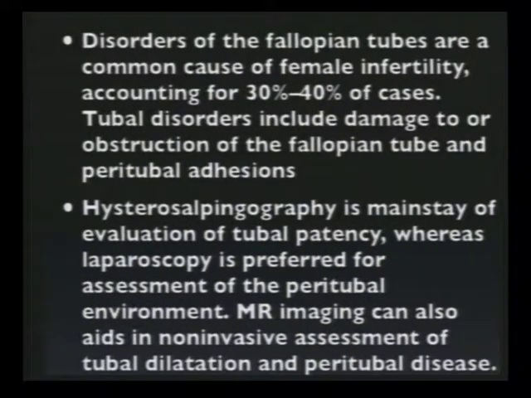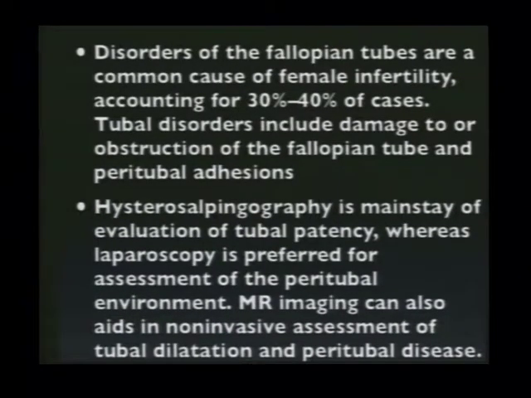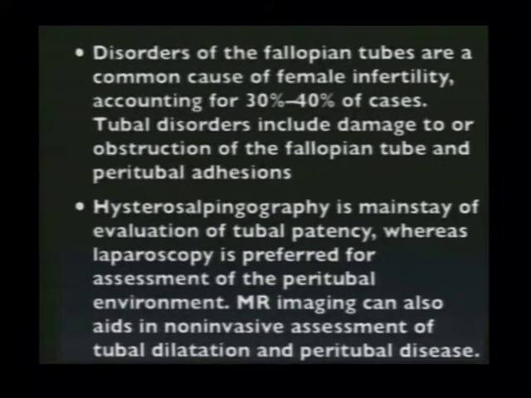Disorders of the fallopian tube are a common cause of female infertility, accounting for 30 to 40% of cases. Tubal disorders include damage to or obstruction of the fallopian tube and peritubal adhesions. Hysterosalpingography is the mainstay of evaluation of tubal patency, whereas laparoscopy is preferred for assessment of the peritubal environment. MR imaging can also aid in the non-invasive assessment of tubal dilatation and peritubal disease.